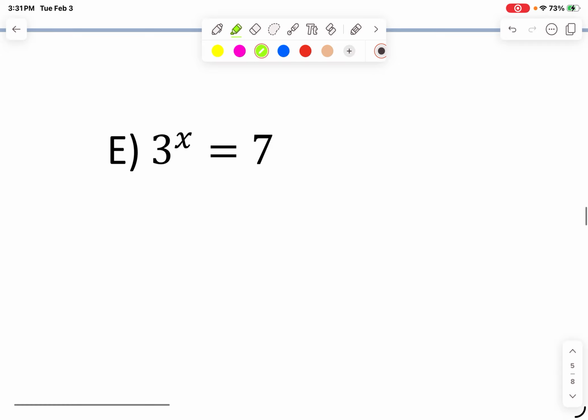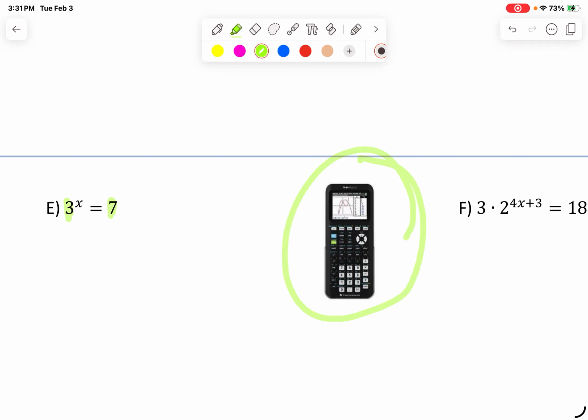All right, looking at the next one. Our bases are 3 and 7. You can't rewrite 3 and 7 to have the same base. So notice this lovely calculator right here. So we are going to use our calculator to find the solution, okay?